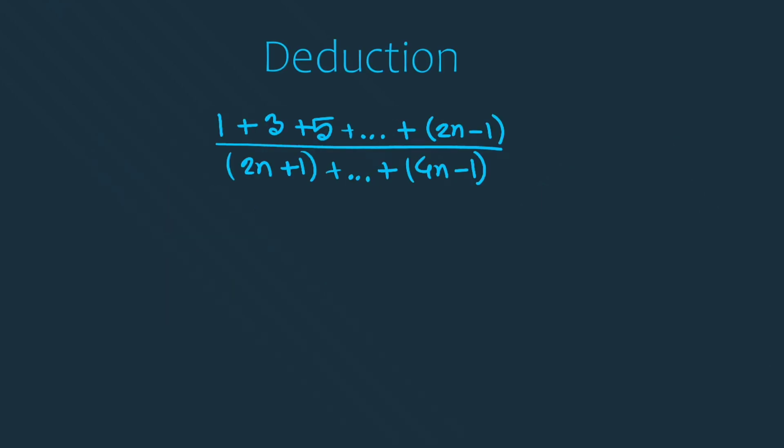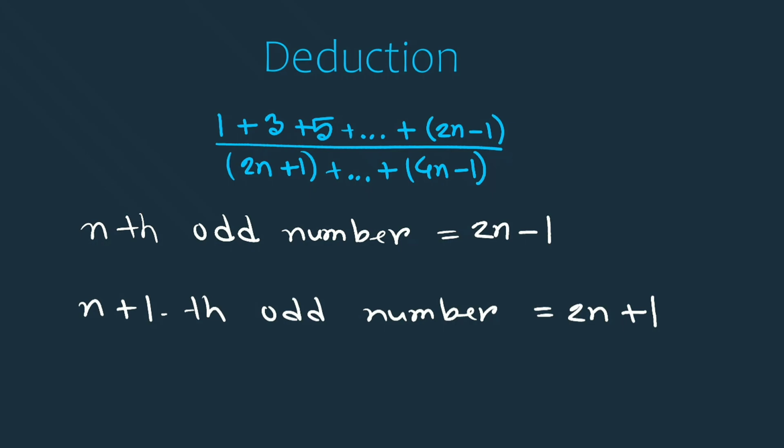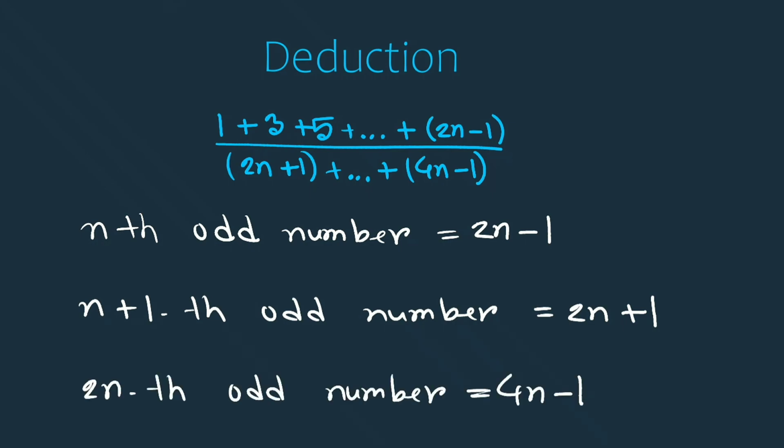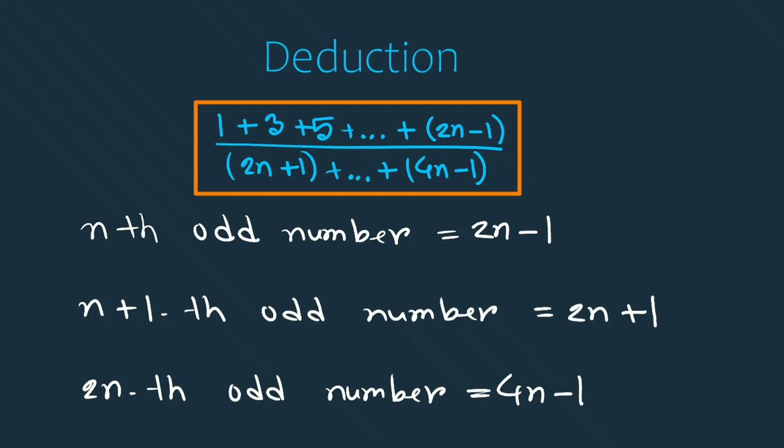The first approach is a very straightforward deductive proof. We assume that the sum of the first n consecutive odd numbers is on the numerator and the sum of the next n consecutive odd numbers on the denominator. We can write the nth odd number as 2n minus 1, the (n plus 1)th odd number as 2n plus 1, and the 2nth odd number as 4n minus 1. So we can write the fraction like this. If we modify the fraction a little bit, we get this expression.